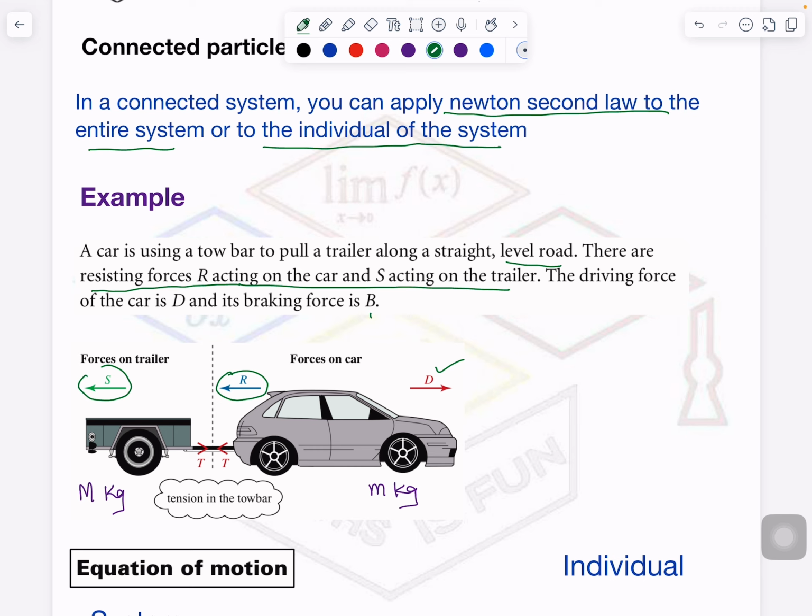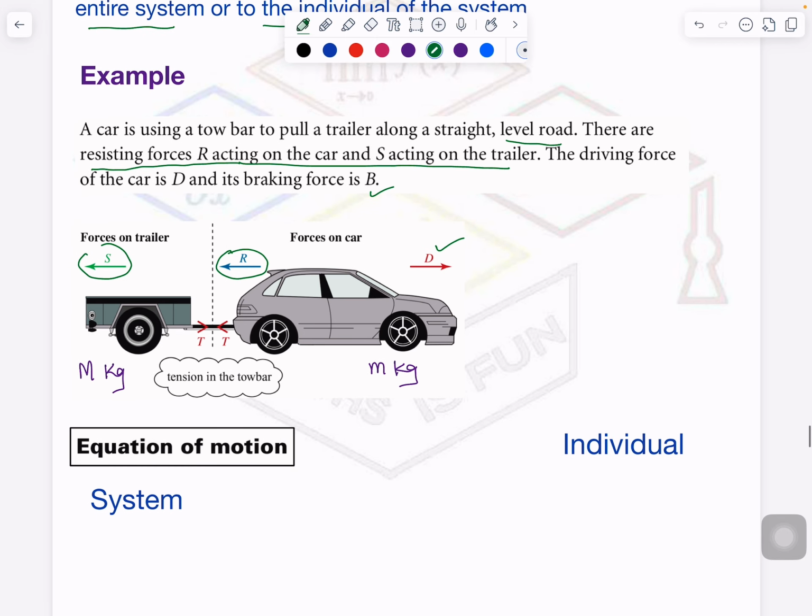Now this is not mentioned in the diagram. Brake force is B, applied only if you apply the brake. At the moment, suppose there is no brake force, right? The car is going on the road, it is towing a trailer, and of course while it is moving, it is experiencing these resistance forces. So at the moment, forget about braking force.